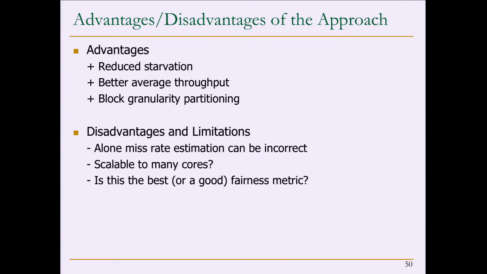Is it a good fairness metric? That's always a question, right? Is the miss rate slowdown a good fairness metric? Maybe not. Does it provide performance isolation in the cache? The answer is no. Because again, it's very heuristic based, right? It's not trying to estimate the real slowdown. Unless miss rate slowdown correlates with real slowdown, which it doesn't actually.